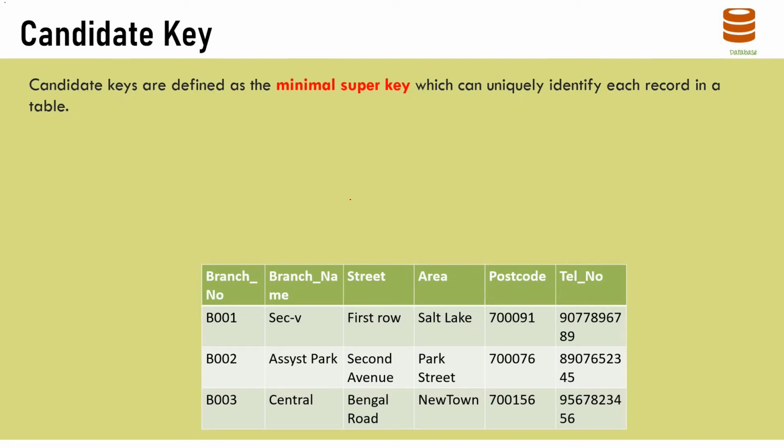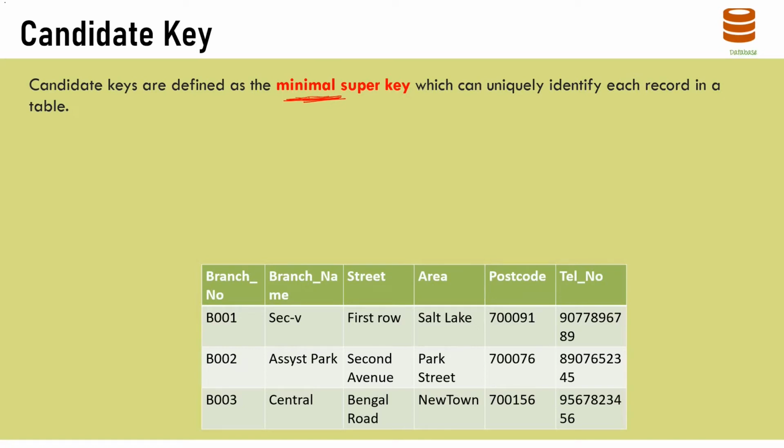So what is a candidate key? Candidate keys are defined as the minimal super key. Note the word minimal means I have already removed the redundant attributes. It should be a minimal super key. That means it should identify each record in the table as well as it should not have any redundant attribute. Understood? A super key is minimal if removing any attribute would mean that it no longer provides unique identification.